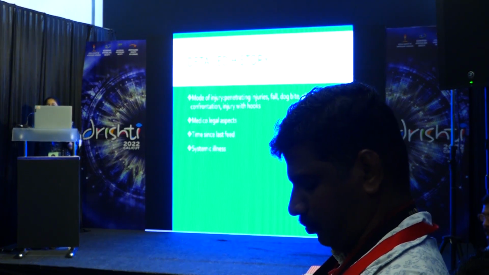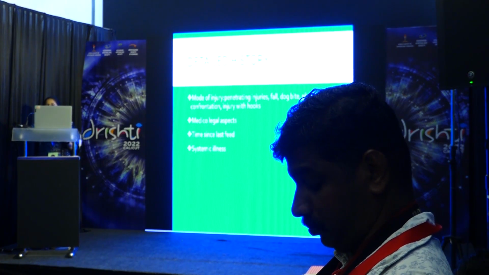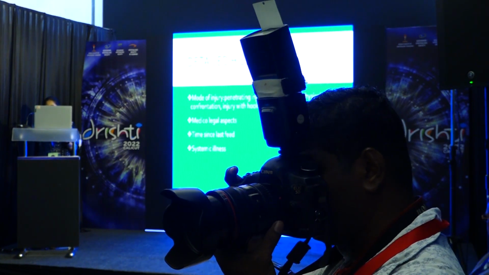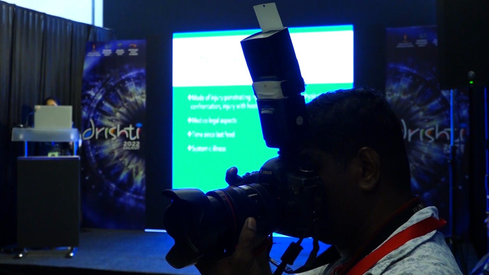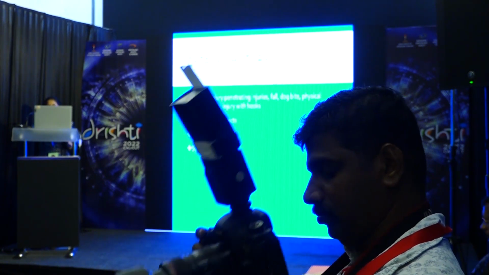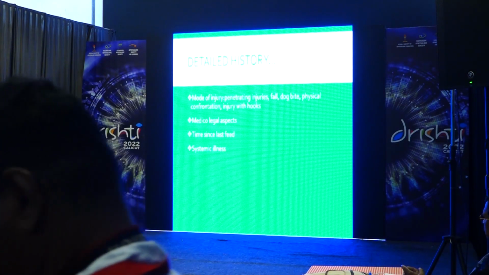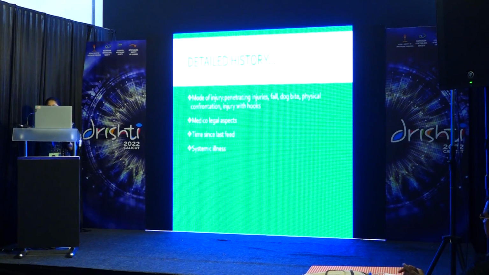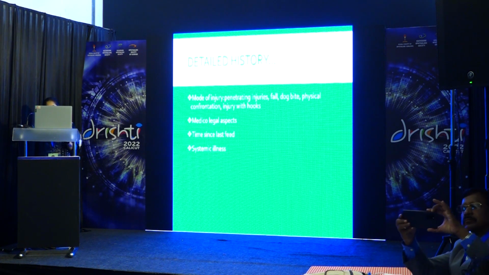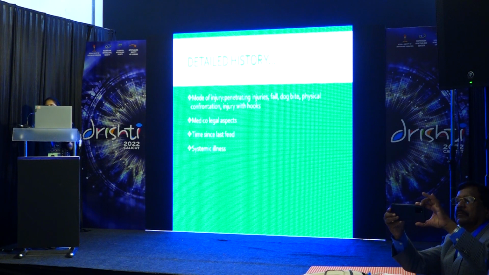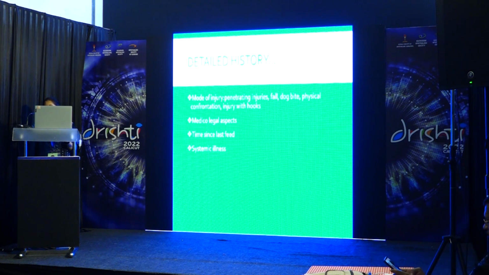Detailed history should include the mode of injury, because that is going to alert us to what we are dealing with. In case of penetrating injuries, we should suspect some kind of foreign bodies, both intraocular and intraorbital. You heard wonderful talks about that. History of fall can also cause globe rupture. Dog bite has some peculiarities in management, which I'll elaborate in subsequent slides. Physical confrontation has a potential medicolegal aspect, so that has to be remembered. We have to document everything properly, including facial photographs. Injury with hooks, even blouse hooks, which are very common in the Indian subcontinent, should alert us to the possibility of canalicular injury.